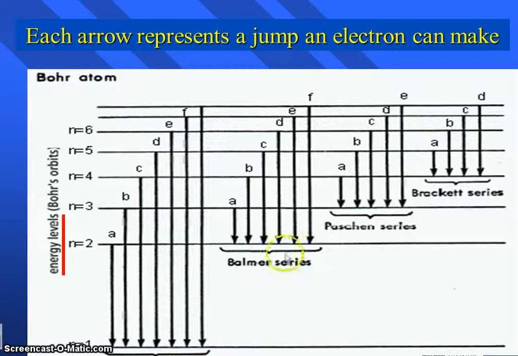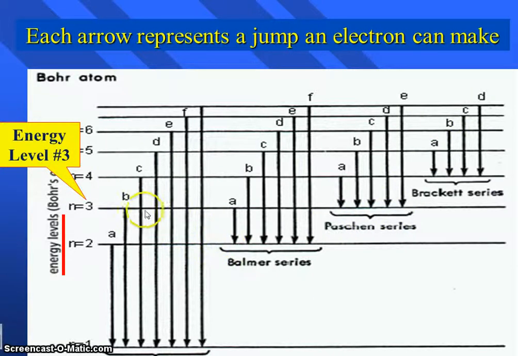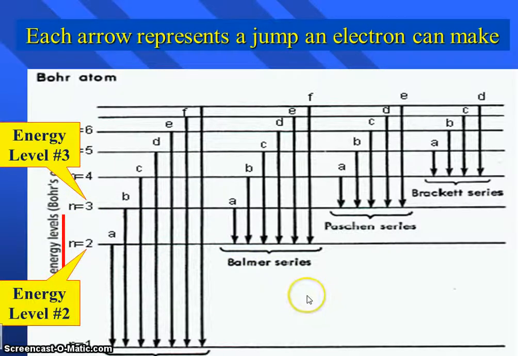Now you can use your charts to answer certain questions. If we pick one of these arrows, that's n equals 3, energy level number 3. If we wanted to find an electron that was jumping from level 3 to 2, we would see, well, here's the arrow representing that. And the arrow has a letter. This is letter A. There are several different letter A's, but they're in a specific series. So this one's A in the Balmer series, whenever it jumps from 3 to 2.